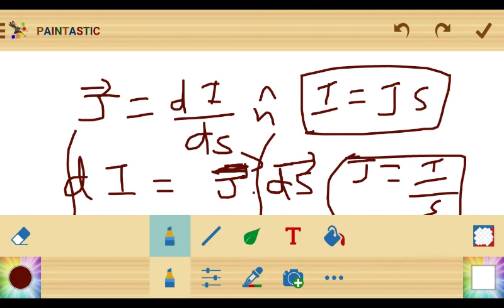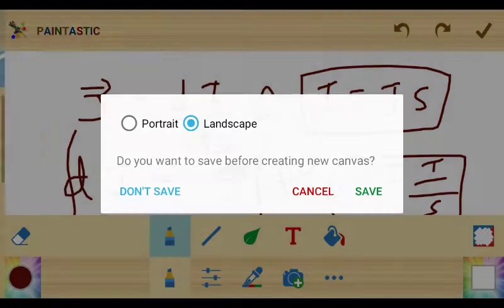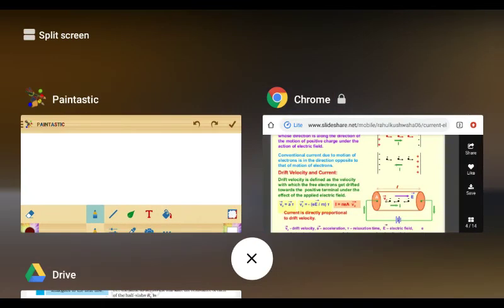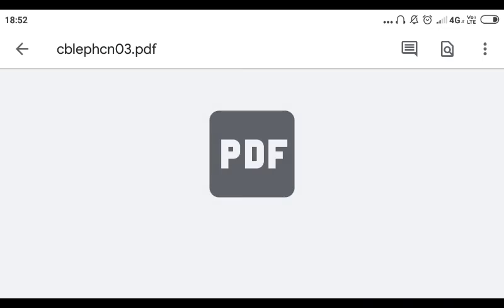Now we'll come to our next topic, which is drift velocity. What is drift velocity? There are a lot of things in your textbook, in your board textbook I'm talking about, not about this.